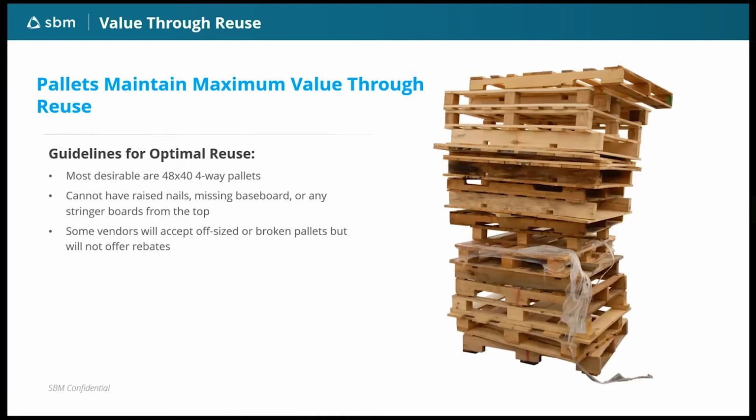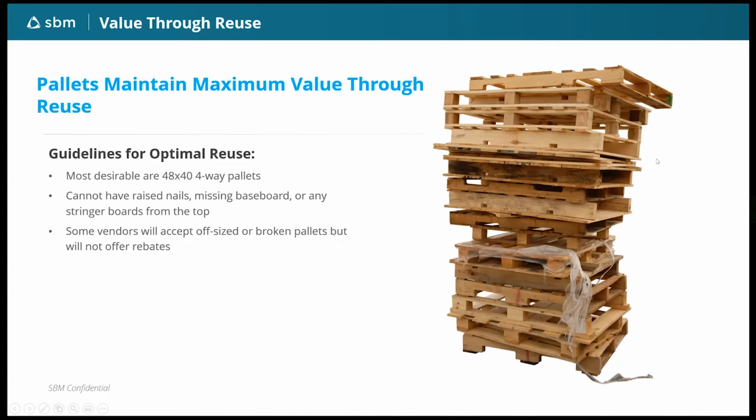So let's give an example. Pallets maintain a maximum value through reuse. Most desirable. So as you set up your guideline, you're going to say, I want them to be 40 by 48 pallets, four-way pallets. That means you can put a pallet jack or a forklift on all four sides. You want to ensure that there's no raised nails, missing baseboards, or any stringer missing. Stringer is this bottom part of the pallet.